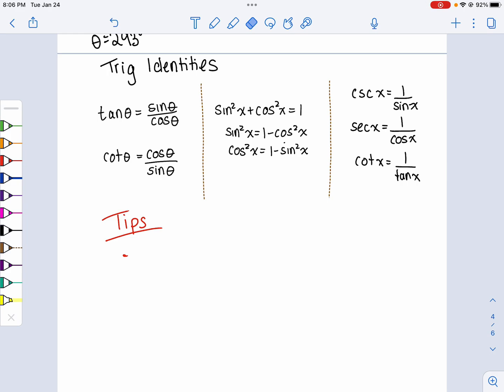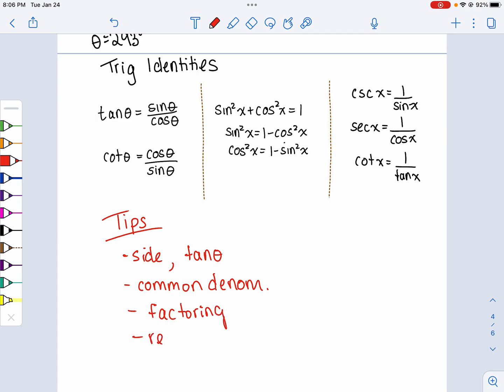So I'll just write, choose your side wisely. Or if that doesn't work, sometimes I choose the side that has tan in it and I change it to sine over cos. Try making a common denominator. That's often a strategy that works. Or possibly factoring, that could work. Replace some stuff. So like use some of these guys to replace things.